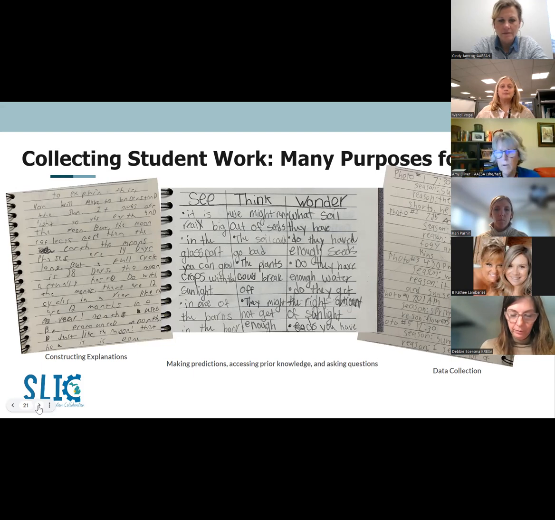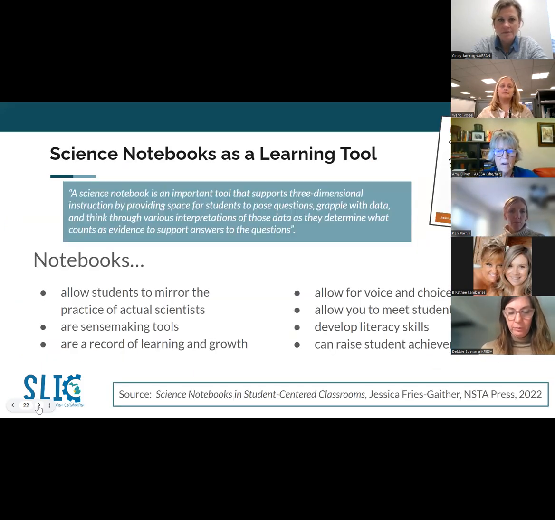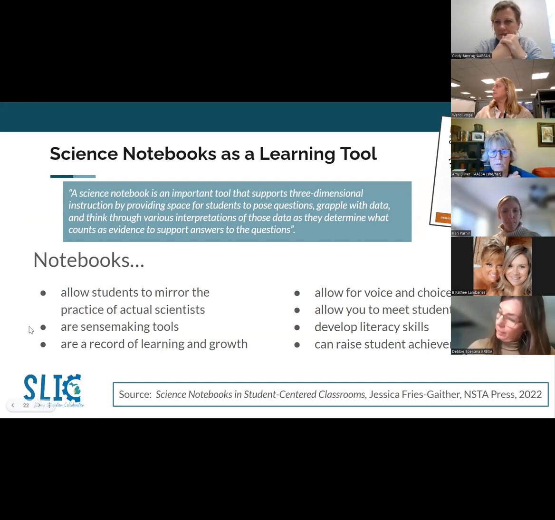And then last, before I pass it over, oh, thanks, Kari. Kari says the See, Think, Wonder charts are really useful on the first day of a unit when students might be seeing a puzzling or exciting science phenomena. Yes, thank you.